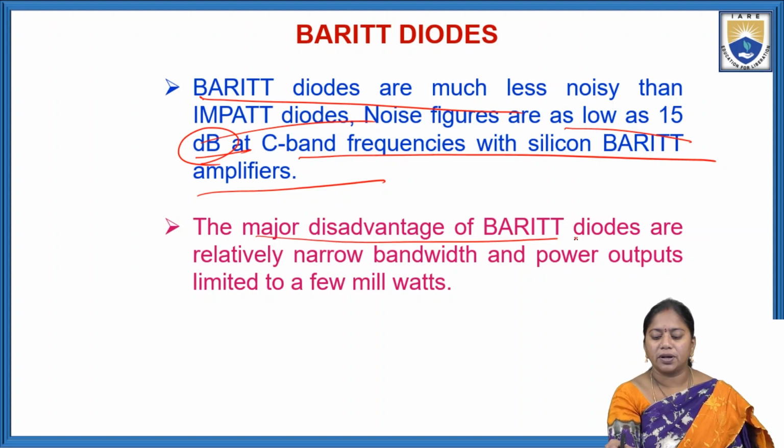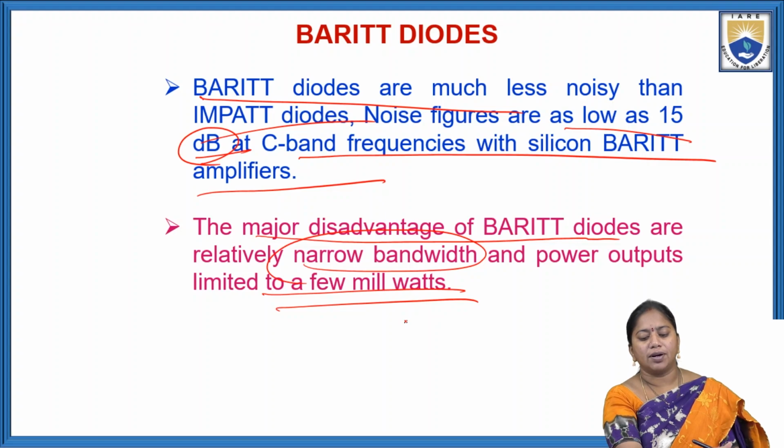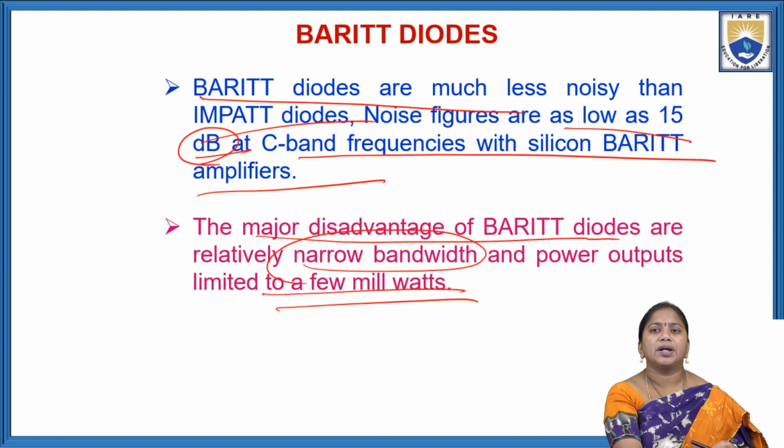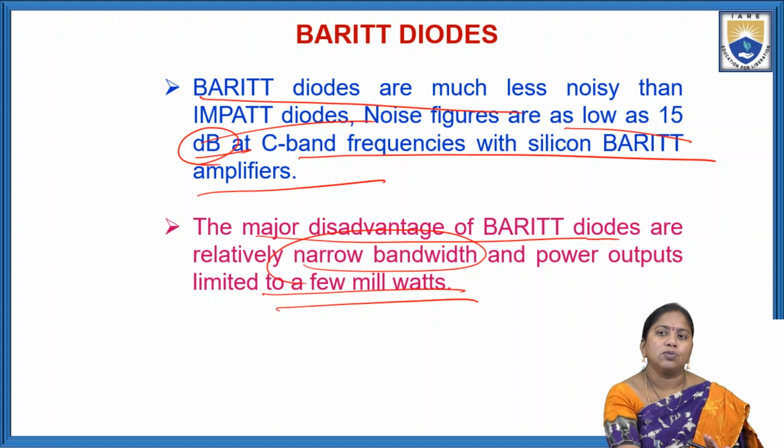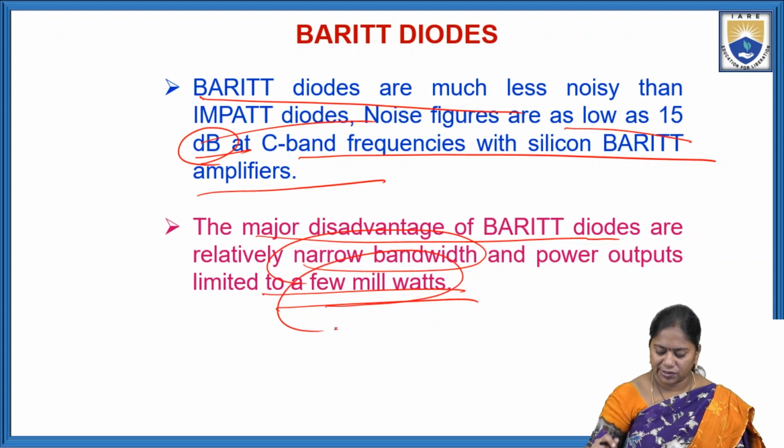The major disadvantages of Barrett diodes are a relatively narrow bandwidth and a power output limited to a few milliwatts.